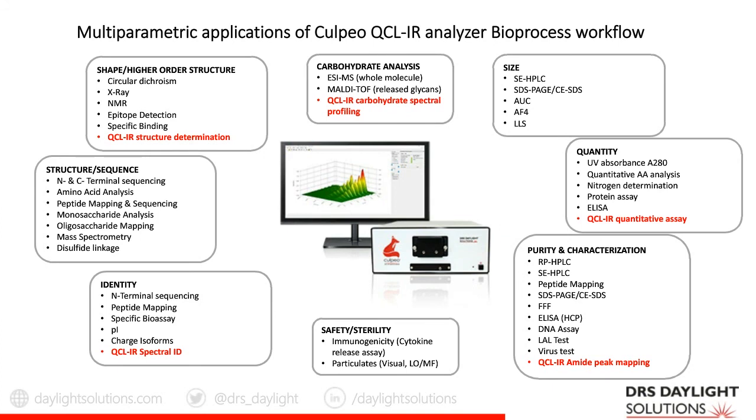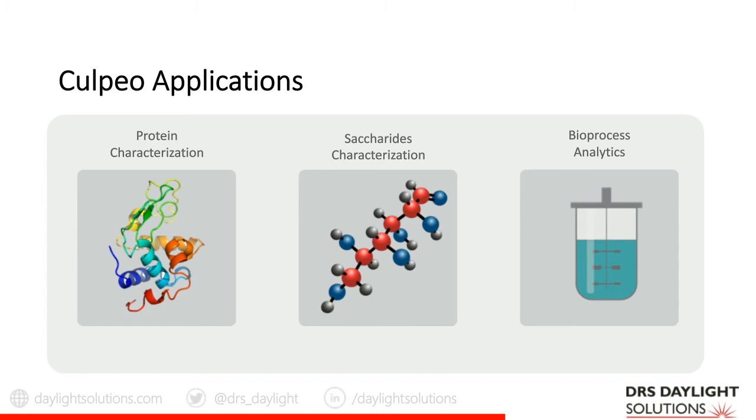With QCL, one can determine higher order structures using secondary structure analysis, accurate carbohydrate spectral profiling, protein quantitation, and spectral ID for identity testing of lead molecules. So these four analyses can be achieved in a single measurement in real time. So now decision making is a breeze with QCL as it saves time and resources. Hence we say QCL is a purpose-built platform that gives meaningful insight about your lead molecule. I'm going to share examples on protein characterizations, carbohydrate analysis, and bioprocess analytics.